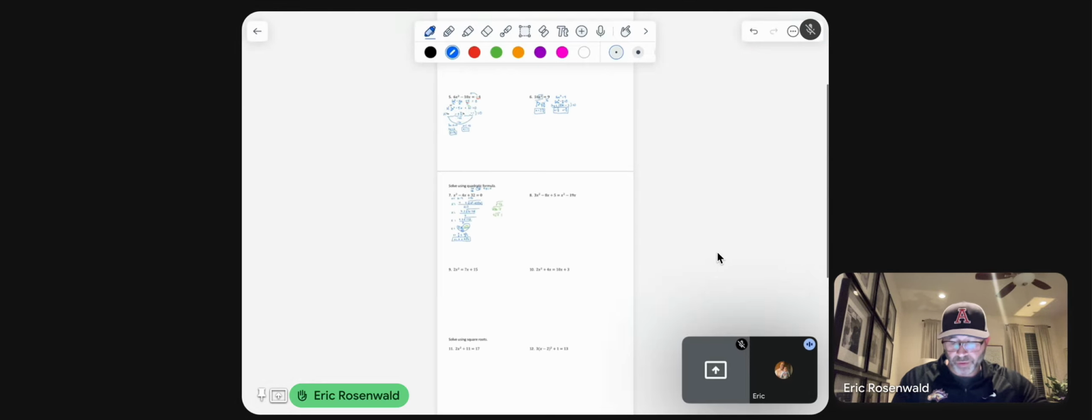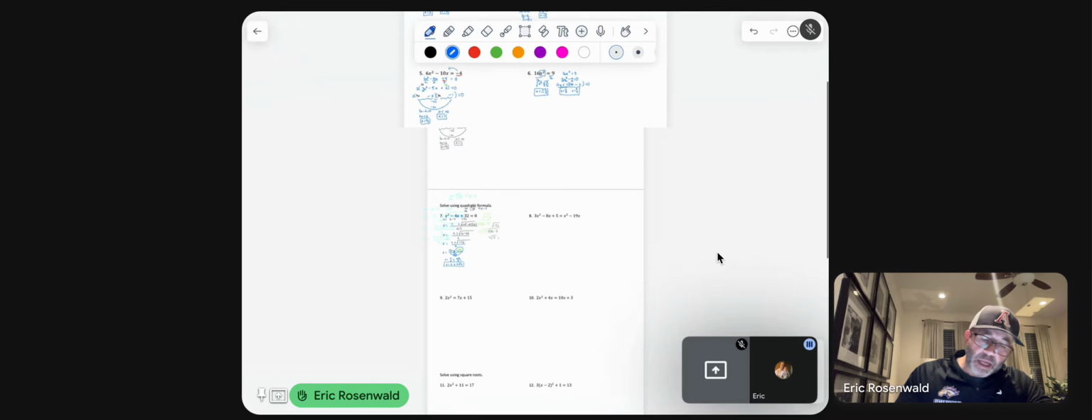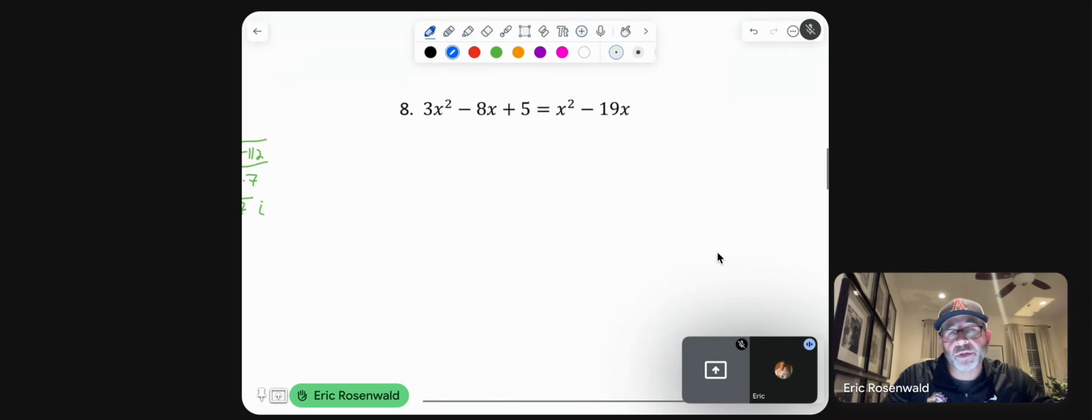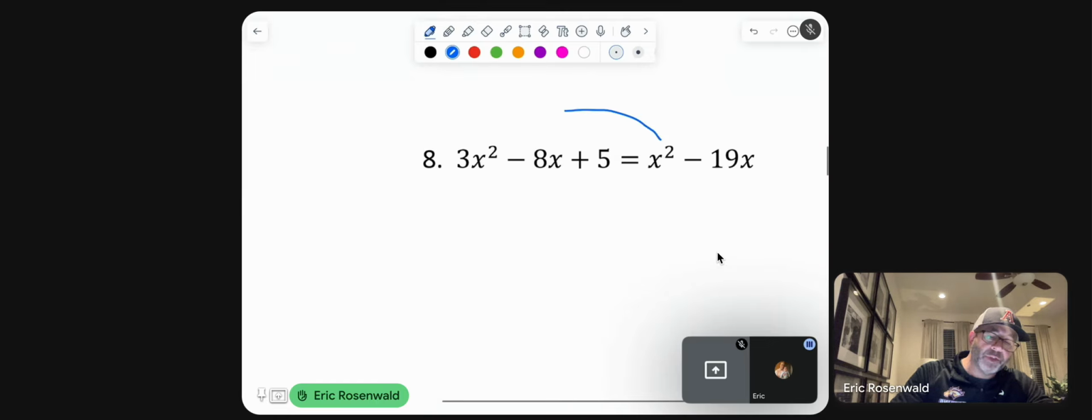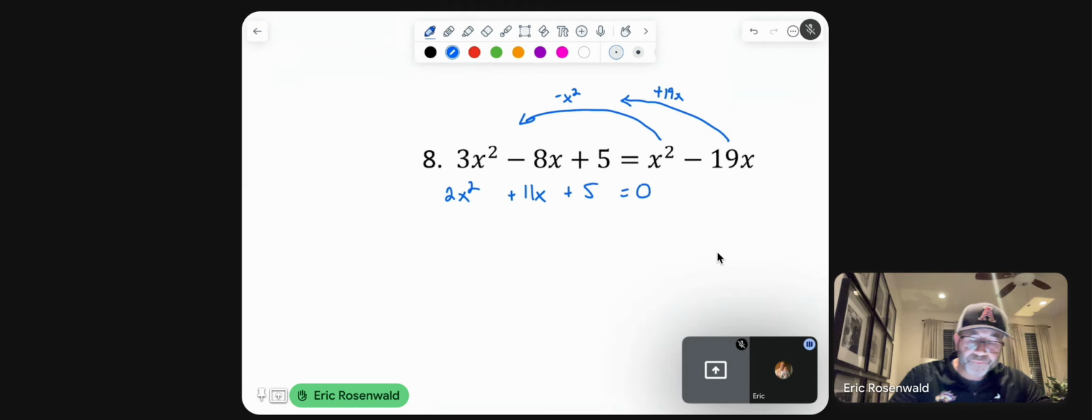All right. Oof, got a lot of problems to do still. All right, number 8. Let's work through this one. Get everything equal to 0 before we even start solving. If I move the x squared over, we're going to subtract x squared. So that's going to be a 2x squared. Move the 19x over by adding 19x. That means we're going to be at plus 11x. And then plus 5 is equal to 0.